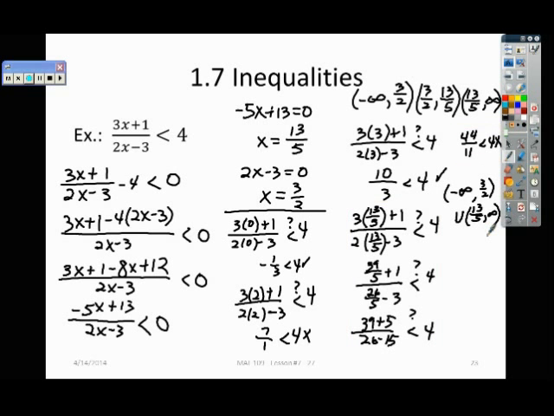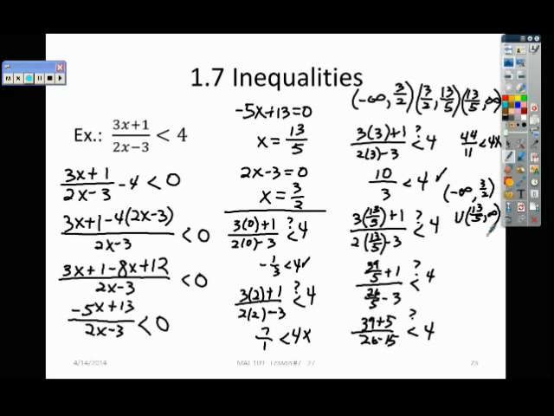Well, you only have to check the numerator ones. The denominator is always false, but you have to check the numerator points. You can forget about checking the denominator. It's always going to be false for denominator points. But numerator points you must check. And because it does not work for the numerator point, my answer is just this one and this one union together.